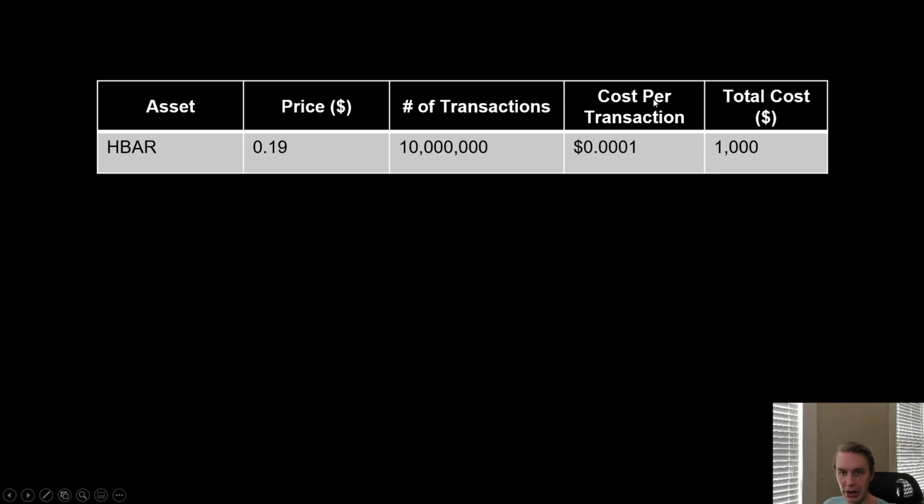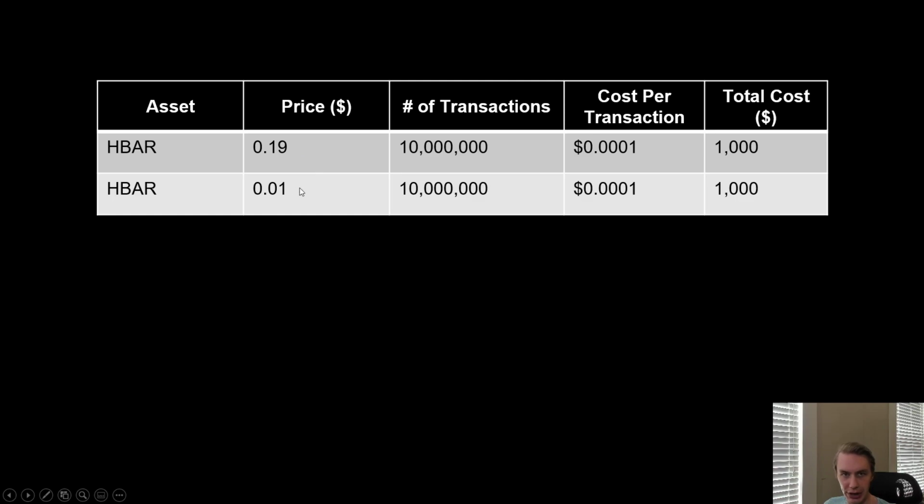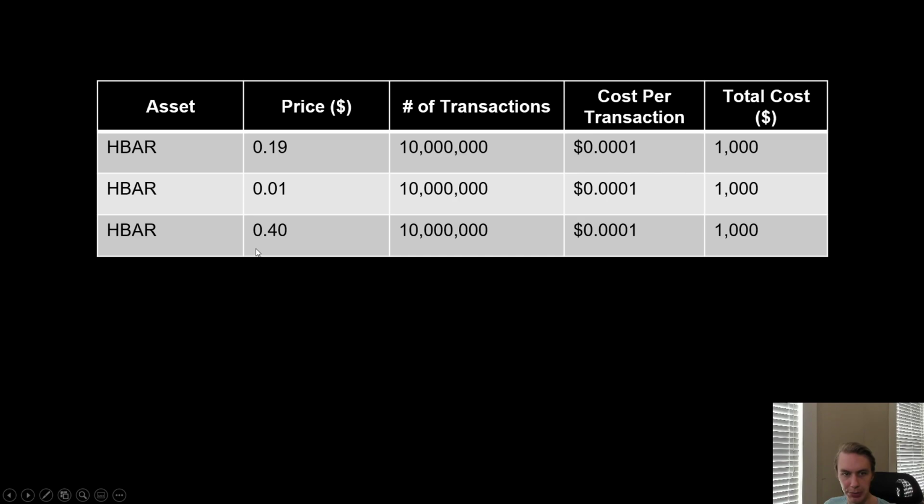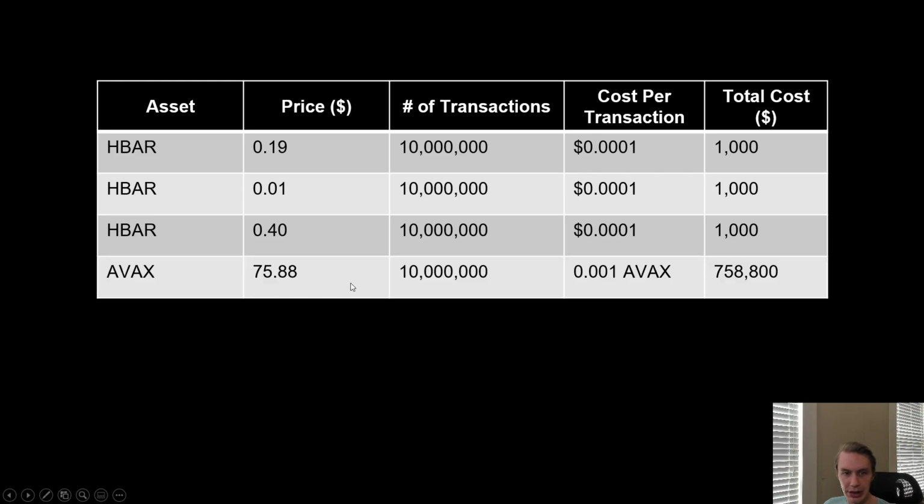Well, we know that the cost per transaction, let's imagine these are just simple transactions, we know the cost is $0.0001 for every single transaction. That comes out to a total cost of just $1,000 for that 10 million. And this is price invariant. This does not change based on price, right? The price of HBAR can be 1 cent per HBAR or 40 cents per HBAR. Doesn't matter. The same total cost will exist for that number of transactions because the cost per transaction is fixed to the dollar. It's not fixed to the price of HBAR. This is not the case for AVAX.